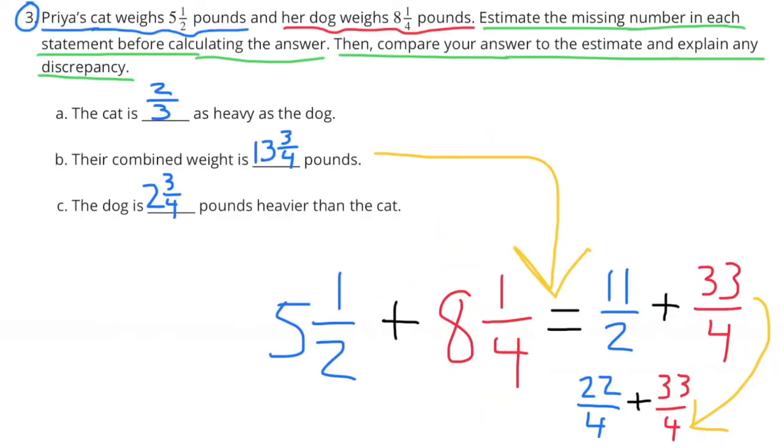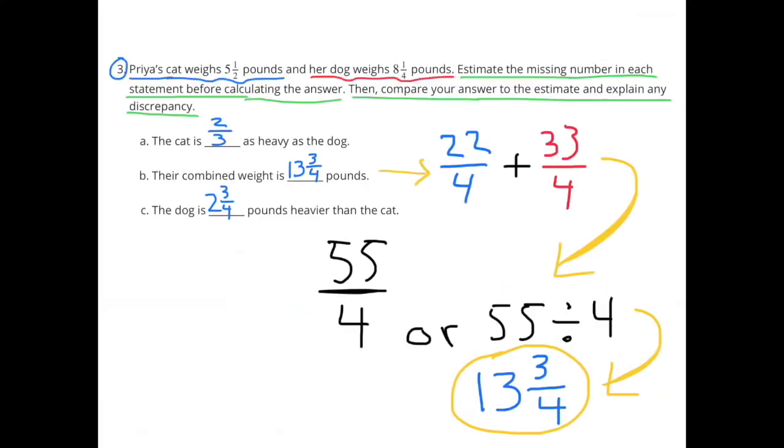The weight of the cat, 5½ pounds, plus the weight of her dog, 8 1/4 pounds, equals 11 halves plus 33/4. With a common denominator, that's the same as 22/4 plus 33/4, which equals 55/4, or 55 divided by 4, which is 13 3/4 pounds.